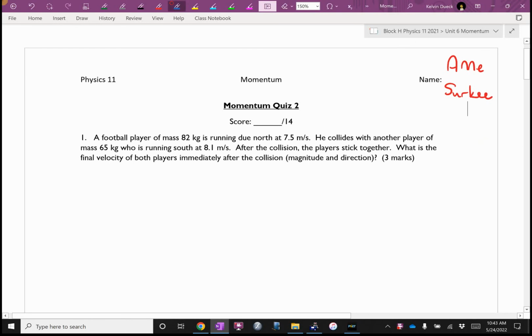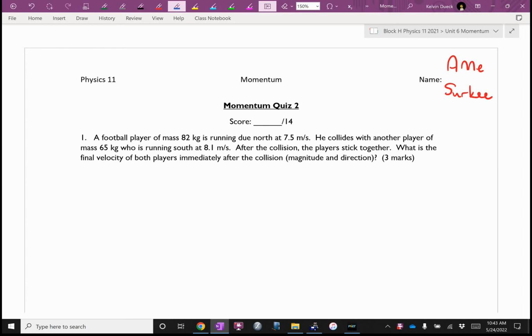If I was solving this, I would go, okay, a football player of mass 82 kilograms is running due north. I would make a note of direction. He collides with another player. As soon as I see two players, I'm thinking this is probably going to be a collision. They said the word collides. This is going to be a job for conservation of momentum.